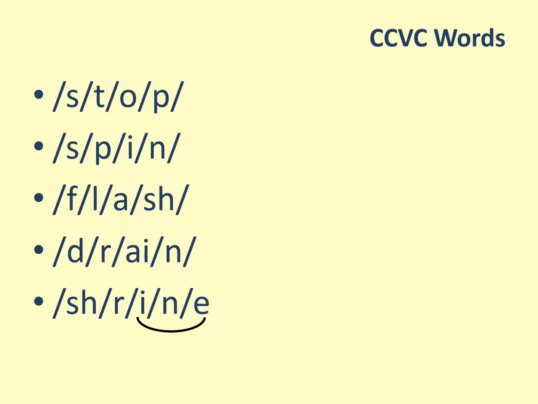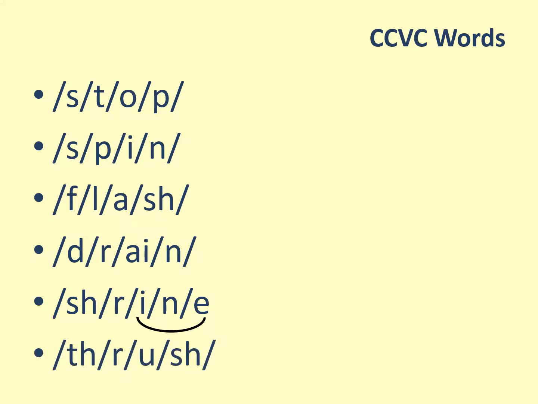And shrine, sh, r, two adjacent consonants there. You can hear each one, i, n. And because this is a split vowel digraph, I have that little curve there to show that the E is making the letter I sound as i, not i. If the E wasn't there, it would be shrin.